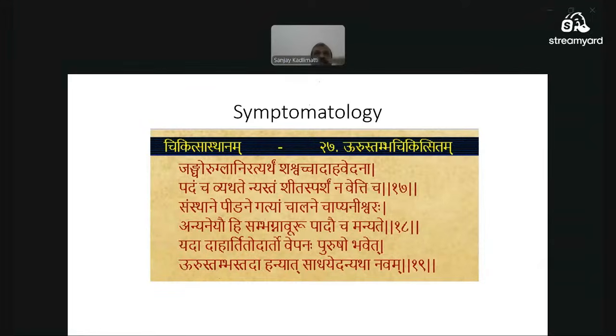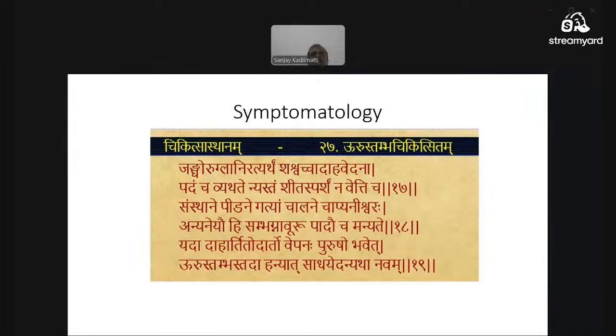So many conditions are there, such as muscular dystrophy and other neuropathy conditions, where Jangoru Glaniratham Shashwachadaha Vedana Padam Chevetinastam Shita Sparsham Navetija. The patient will not be able to feel the touch of cold. Shita Sparsham Navetija. It is not possible for the patient to move, stand or walk, samsthane, pedane, gatyam, charane chapi. He cannot move his legs. Because of that, he feels my leg is not mine, it is others'.